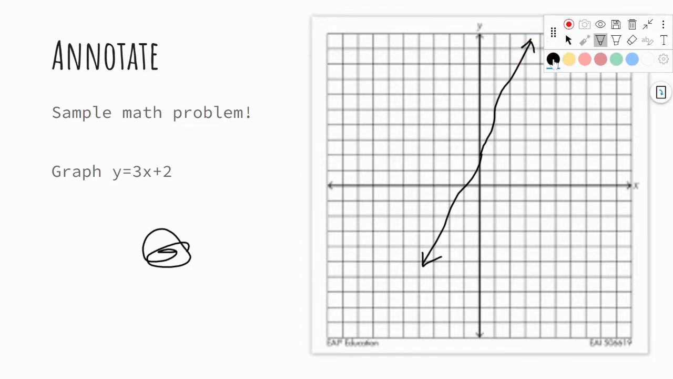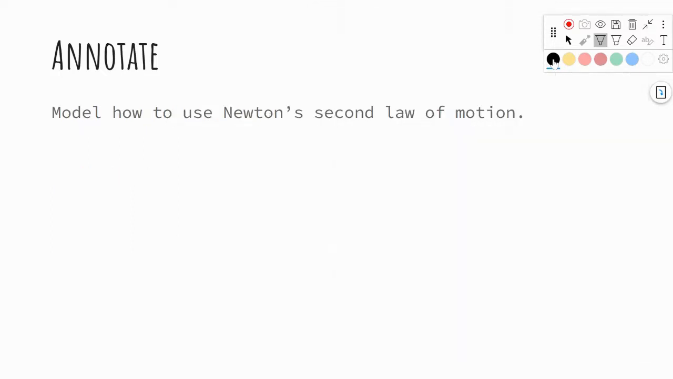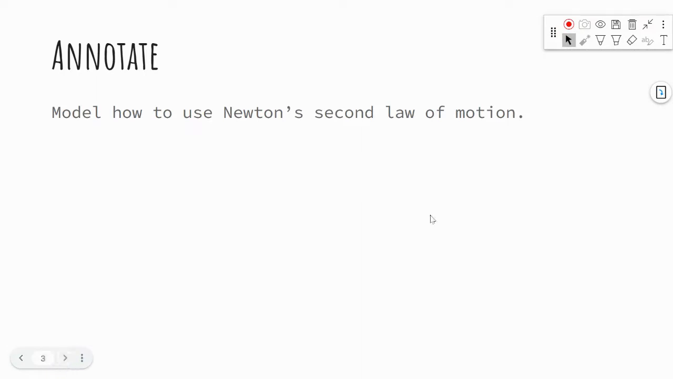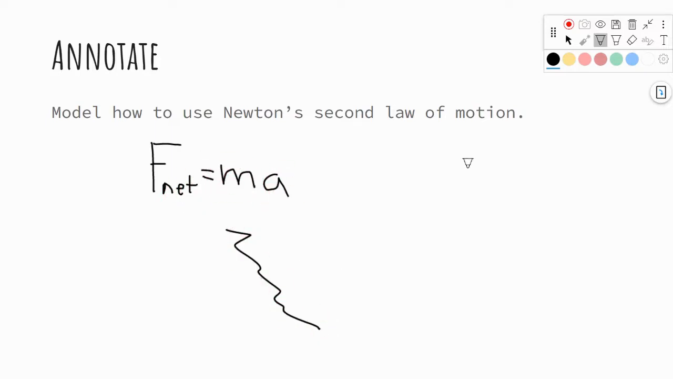If you have a keyboard or a clicker, you could just click to the next slide. If not, you're going to want to click the mouse and hit next. This is an example. You could just leave space, and this could be you modeling how to solve the equation. And then you could show all your other work.